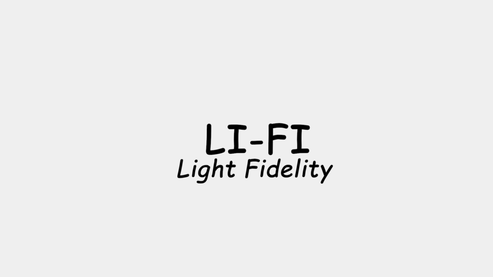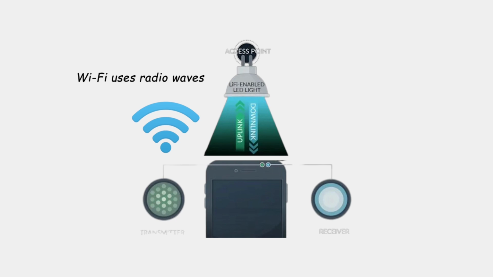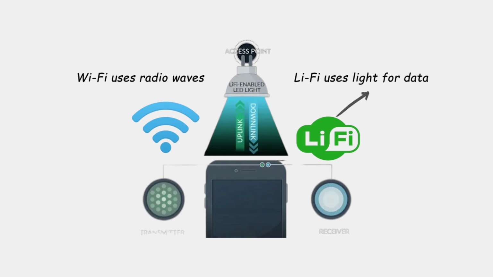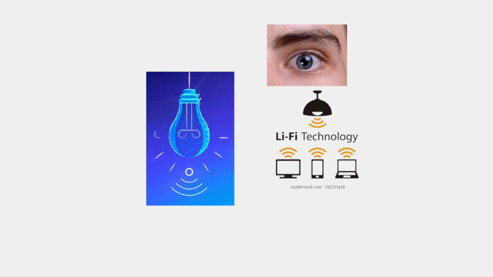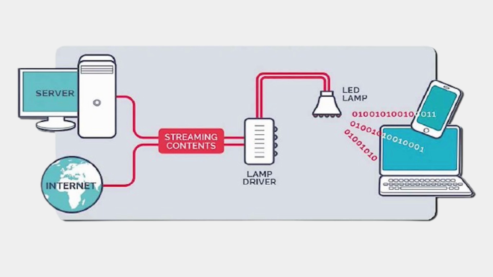Li-Fi. Li-Fi stands for light fidelity. Unlike Wi-Fi, which uses radio waves, Li-Fi uses visible light to transmit data. It works by rapidly modulating the brightness of LED lights in a way that's invisible to the human eye. A Li-Fi-enabled device picks up these changes using a photodetector and decodes the data.